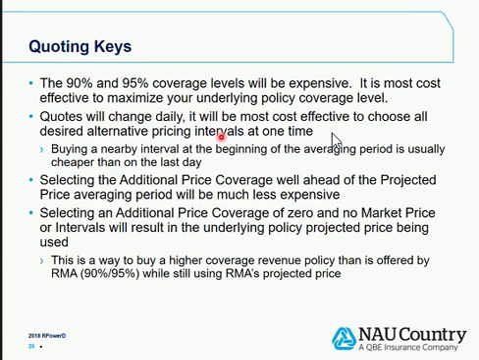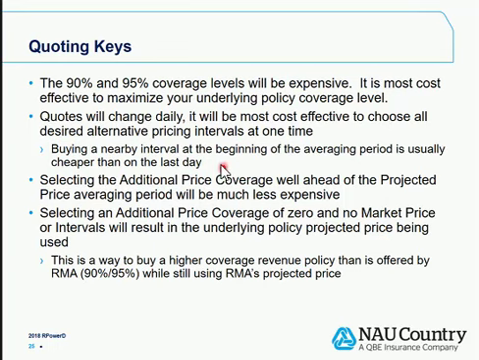Quotes do change daily. It's most cost effective to choose desired alternative pricing intervals at one time. So in other words, the example I did way back when, there were 7 different months selected. 7 months is going to be cheaper on a per month basis than if you do just 1 month. So there's some, so to speak, volume discount or multi-interval, a slight adjustment in the cost, by buying multiple intervals.